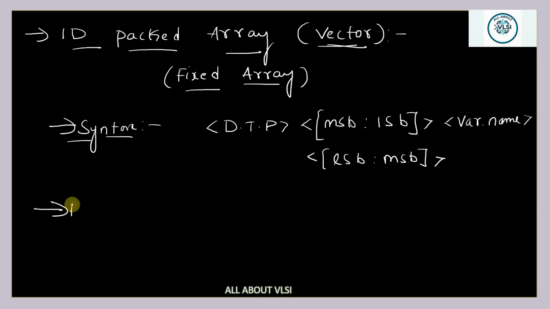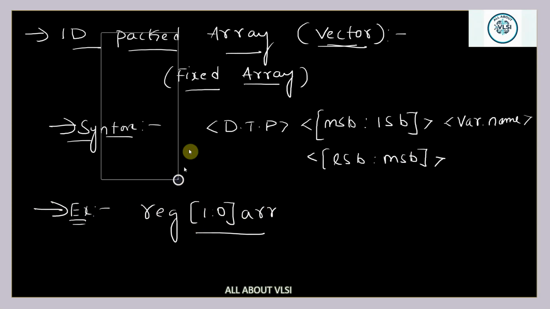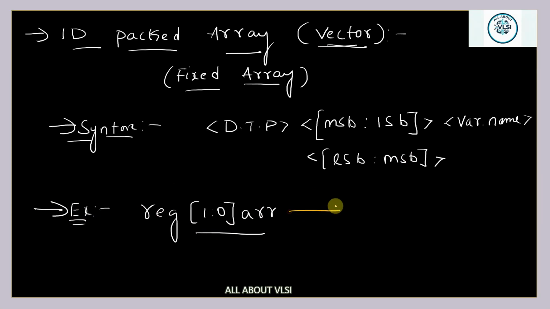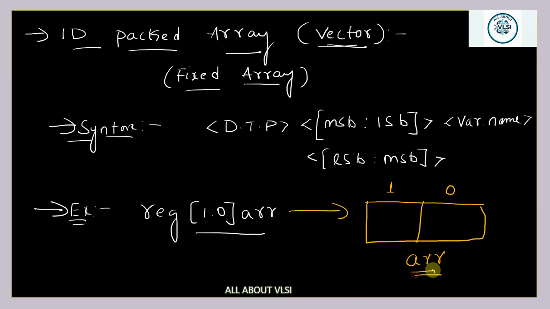For example, how to declare it? Simply we are going to declare it as reg [1:0] ARR. How is it going to look if we declare reg [1:0] ARR? It is going to look like this. We are going to have two bits, this is 1 and this is 0. So this is nothing but my ARR, which is similar to your vector where this 1 is my MSB and 0 is my LSB.